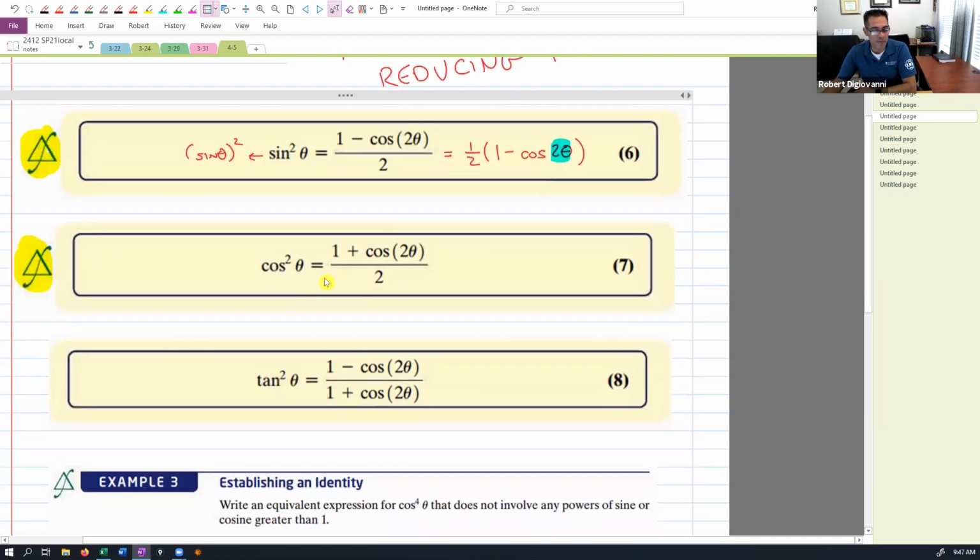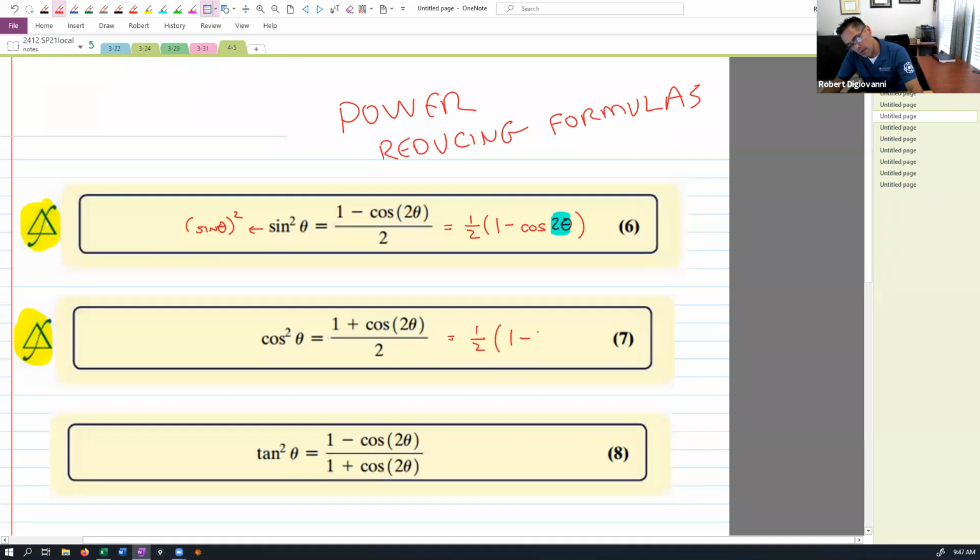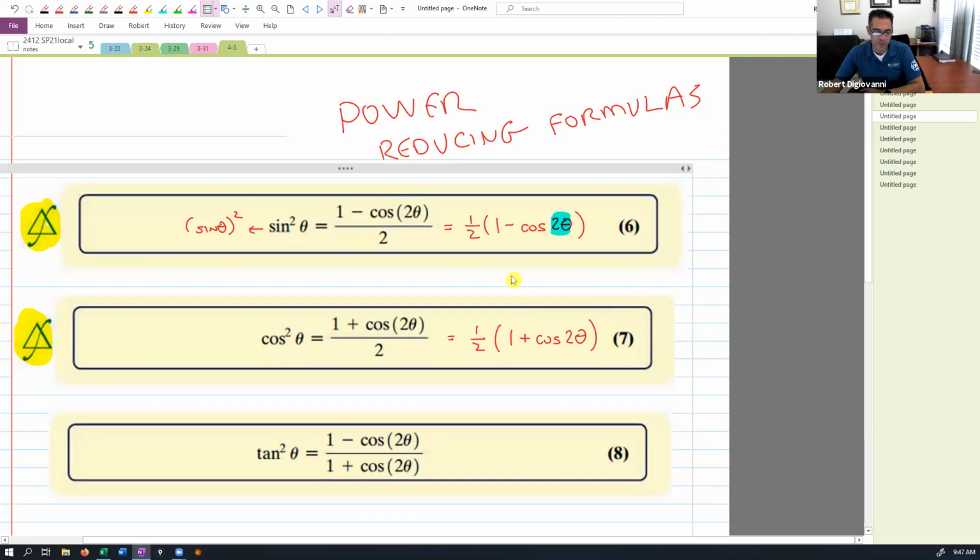Same with this formula for cosine squared. And do y'all see these are the exact same formulas? Just a plus here and a minus here? It's the only difference. So this one you could write as 1/2 and then 1 plus cosine 2 theta. Now this one, even though it's here, we don't use this one as much, but all it is is take this one and divide it by this one, and then flip the reciprocal, and the 2's cancel, and you just get this formula.